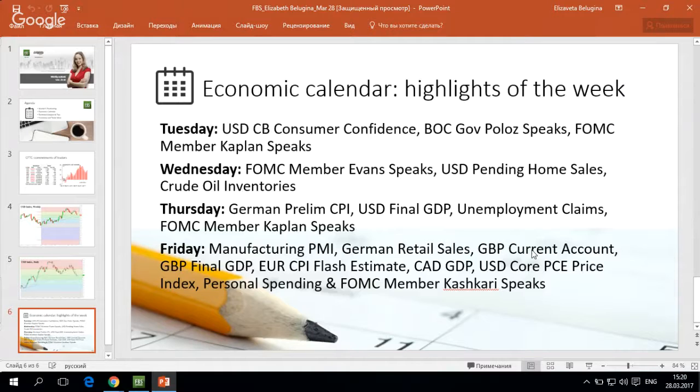We'll get the release of the American core PCE price index. I advise you to pay the most attention this week to this release of the core PCE price index in the United States, because it's actually the main measure of inflation used by the Federal Reserve. So it will affect the further policy of the American Central Bank. So traders will surely track this piece of data. So this is what we can say about the US economic agenda.